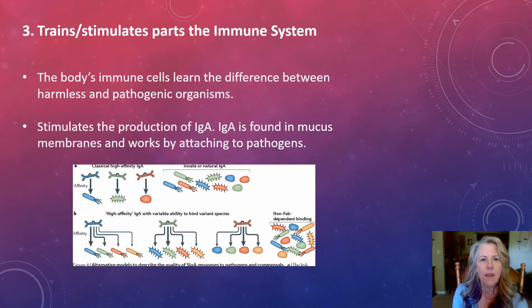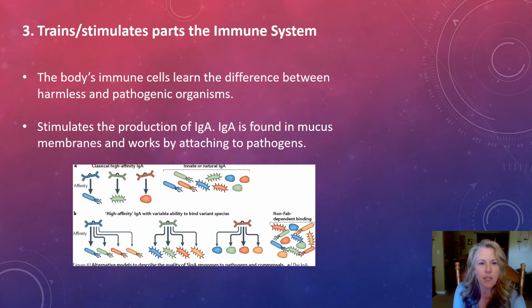Okay, another way that our microbiome plays a protective role and benefits us is that it helps to train or stimulates parts of our immune system. Let me explain that one a little bit. The body's immune cells can learn the difference between harmless and pathogenic organisms. If we have harmless organisms, or what we call friendly organisms, living in and on us, then our immune system can learn the difference between good and bad.